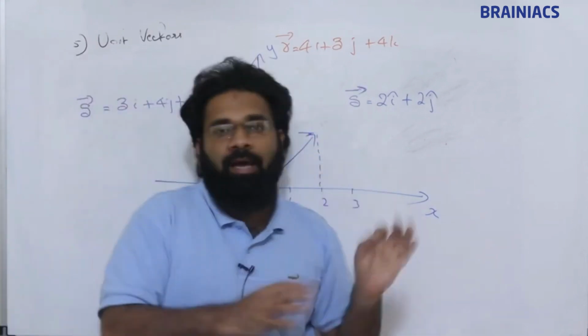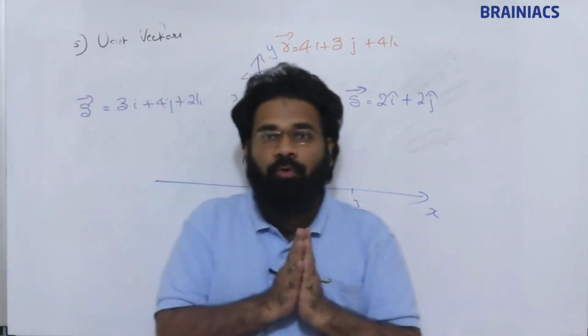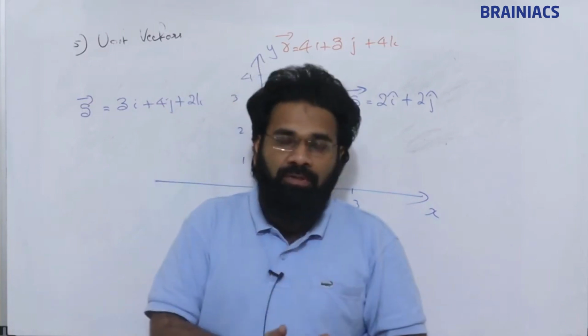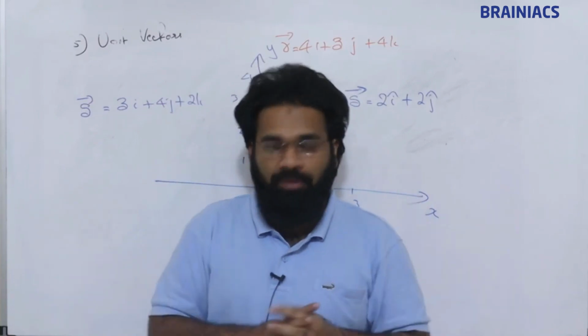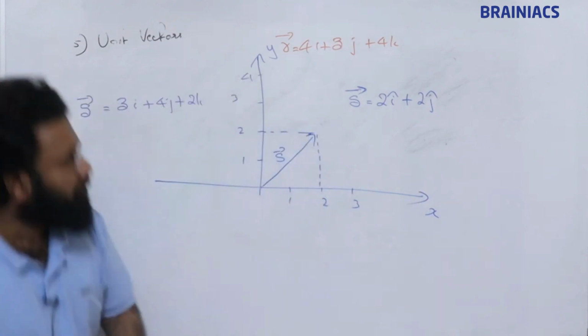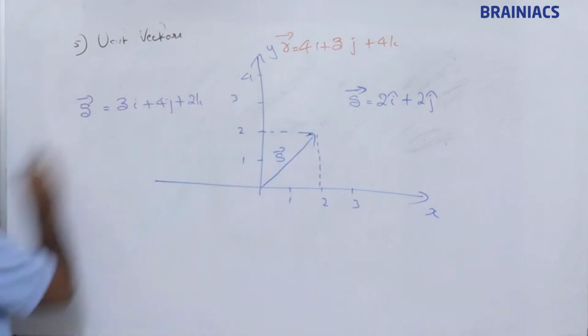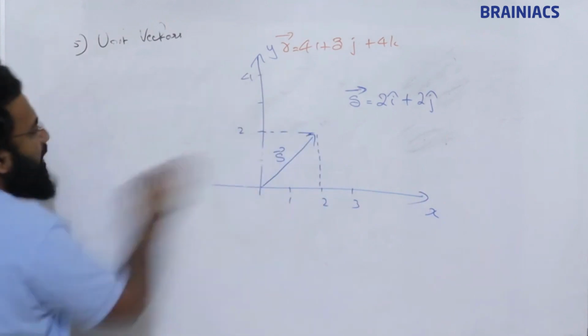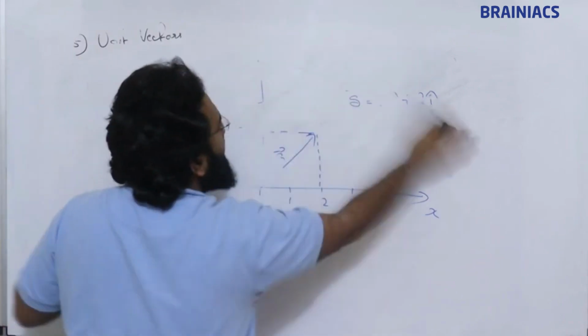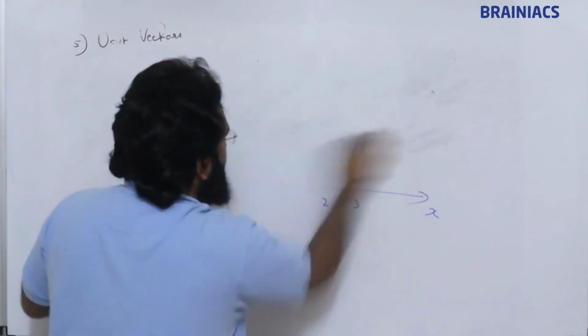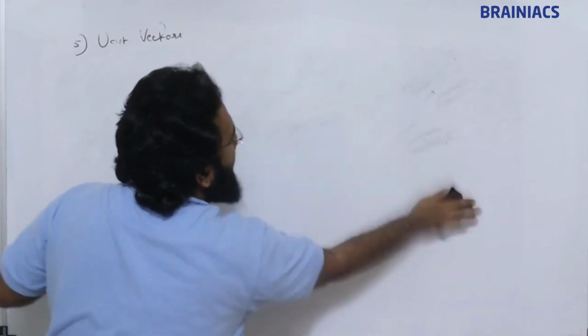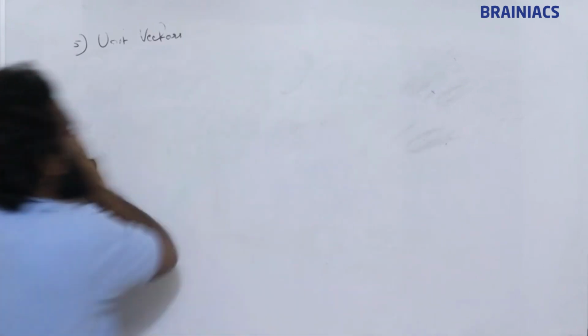Okay, so i, j, k, all these things are new for you, but after continuous usage of this we will be comfortable with this. So this is how unit vectors work. Now how to find a unit vector? What is a unit vector? A unit vector is nothing but the vector showing only direction. Magnitude will not be there.